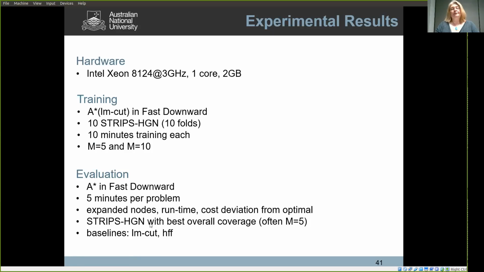And we're going to compare the heuristic for the network that gives us the best overall coverage for the experiment, which is often obtained for m equals 5, because the accuracy that you're getting with m equals 10 is not enough to compensate for the fact that the runtime is basically doubled. And we're going to compare it with baseline heuristics, LM-cut and hFF. Now, I should warn that it's very difficult to compare non-admissible heuristics, especially with A star. So this is not meant to be a comparison like, well, my heuristic's better than yours. It's more supposed to be an illustration of the fact that this idea of hypergraph networks is promising, and these heuristics have their place within the scope of domain-dependent heuristics.